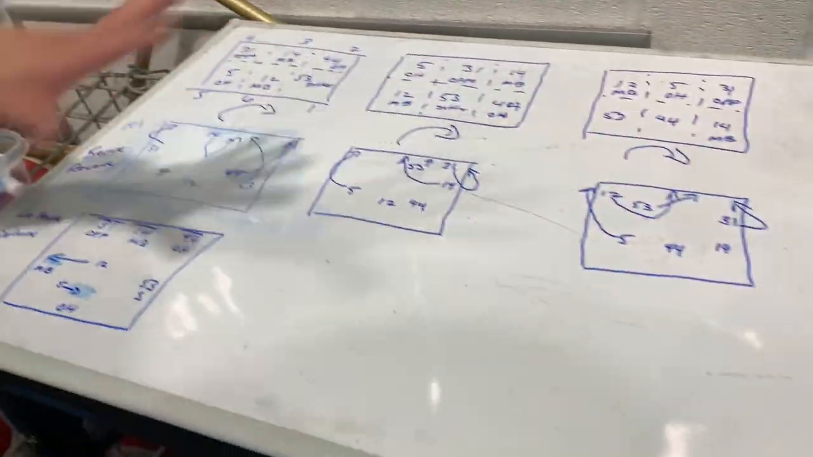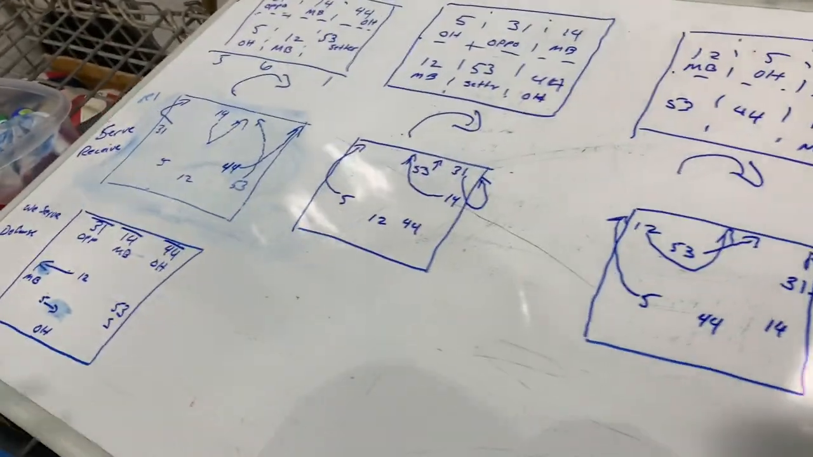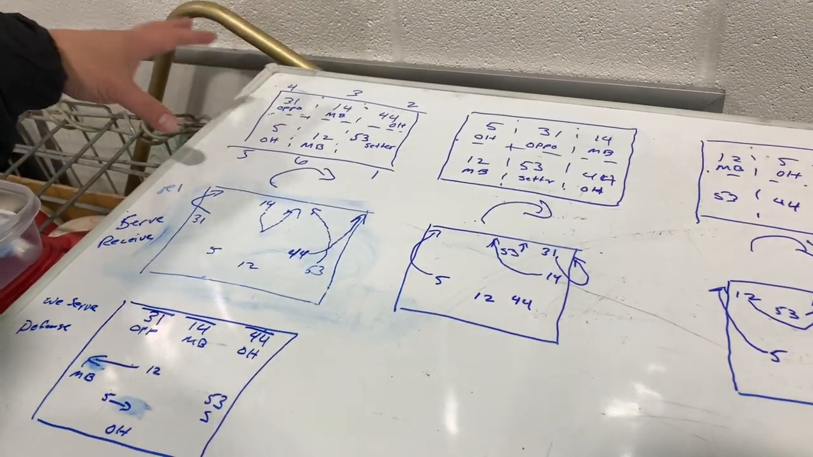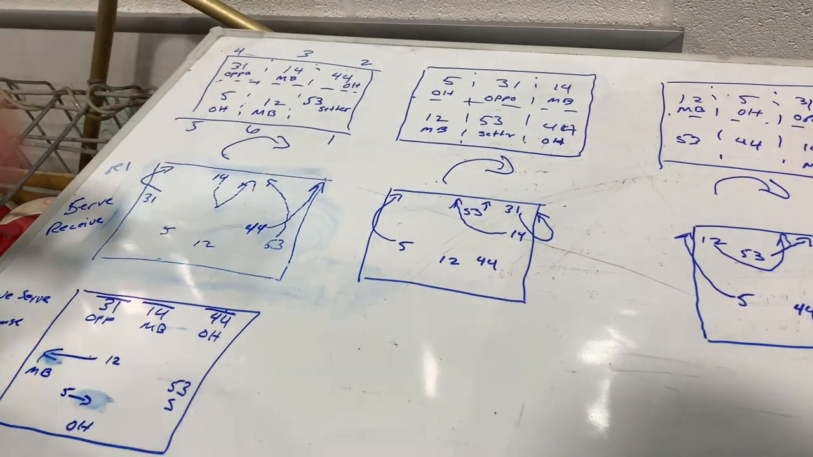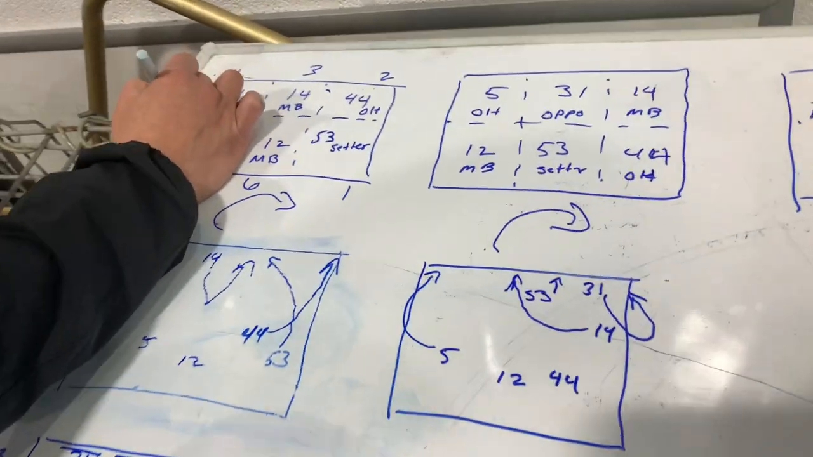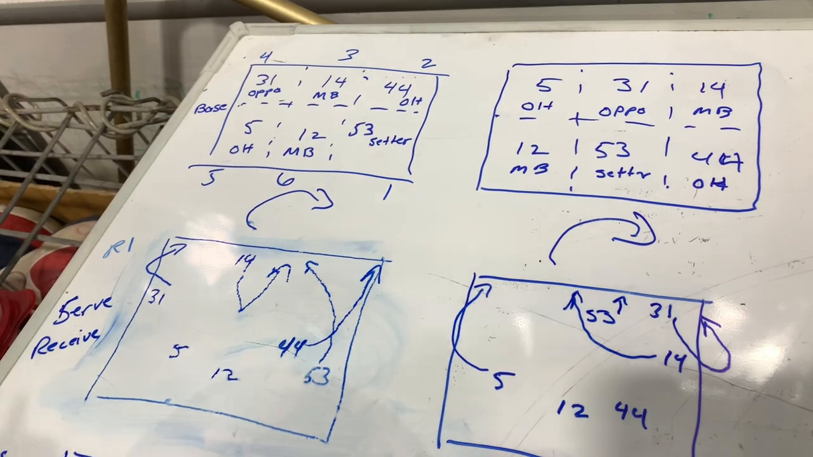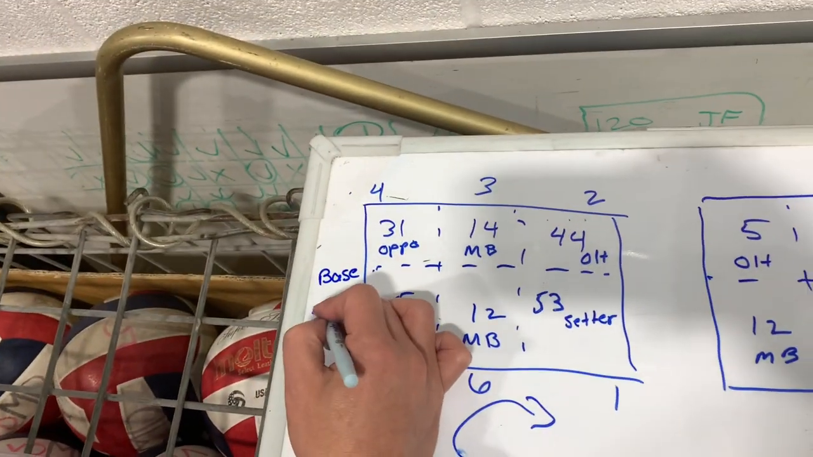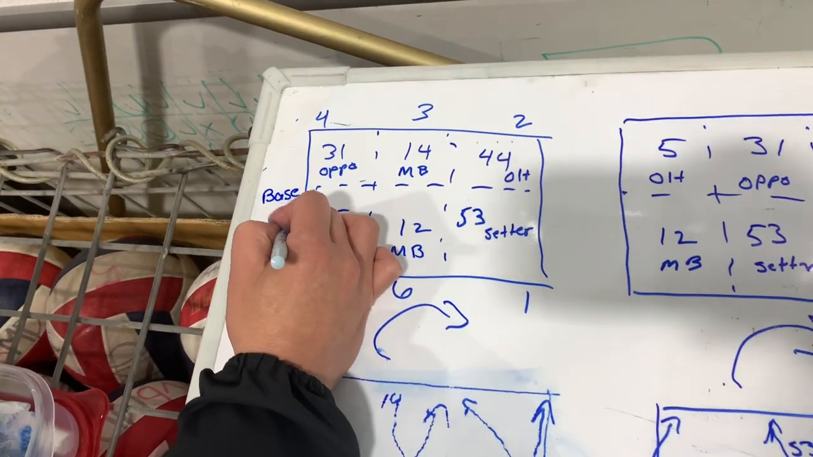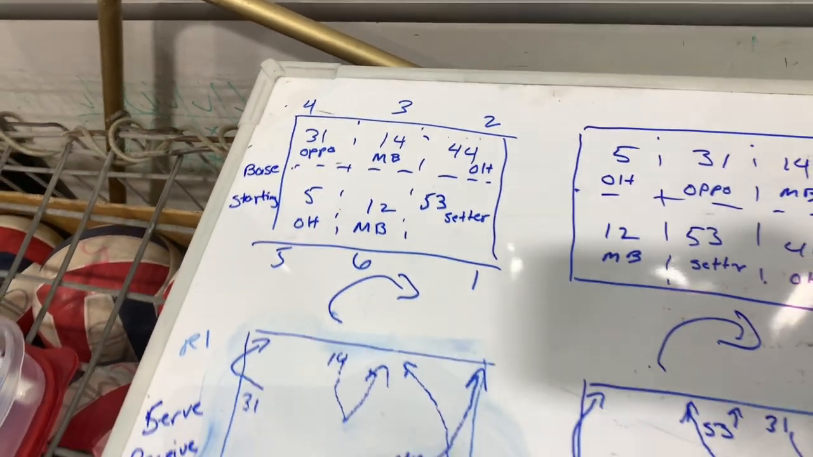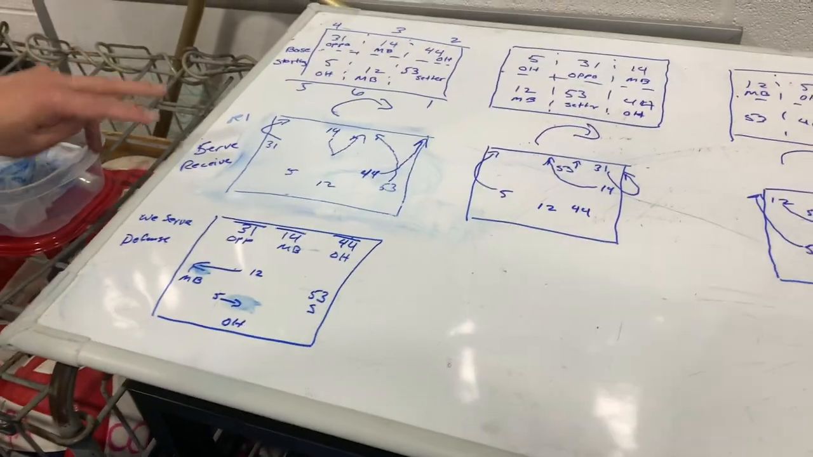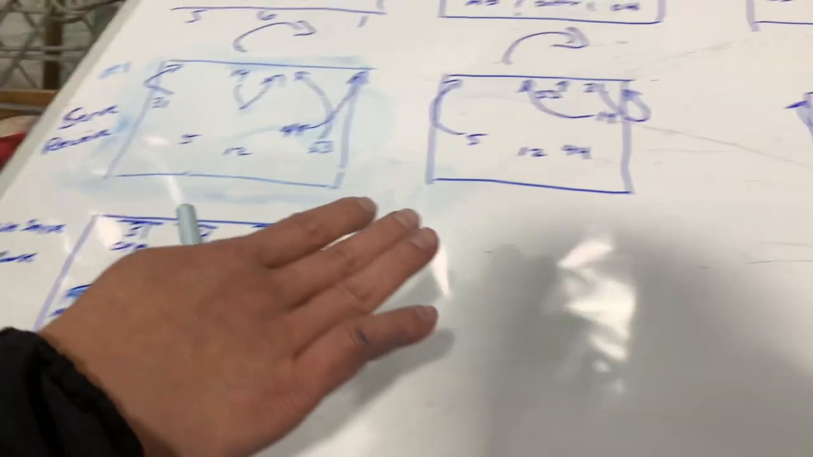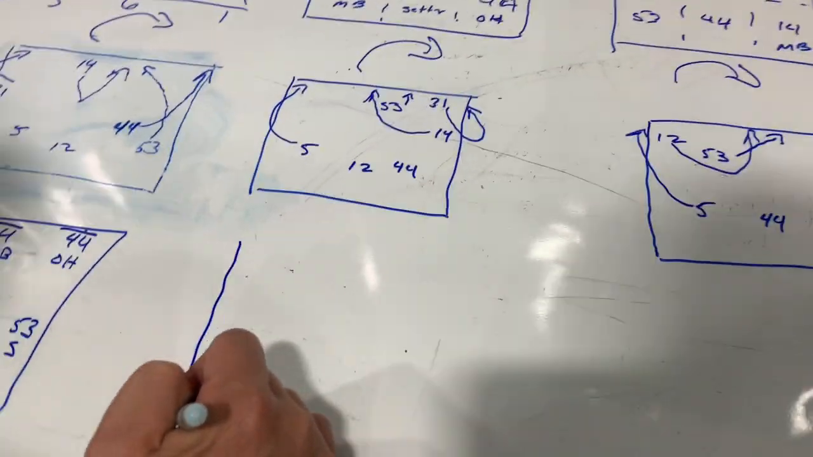Let's make sure we got the rotation basics down first. When you see the rotations, you'll see OH, middle blocker, but you always have to reference this in what we call face position, or some people call it starting position. And then this is serve receive, this is defense. So if we're in this situation now, let's talk about defense again.